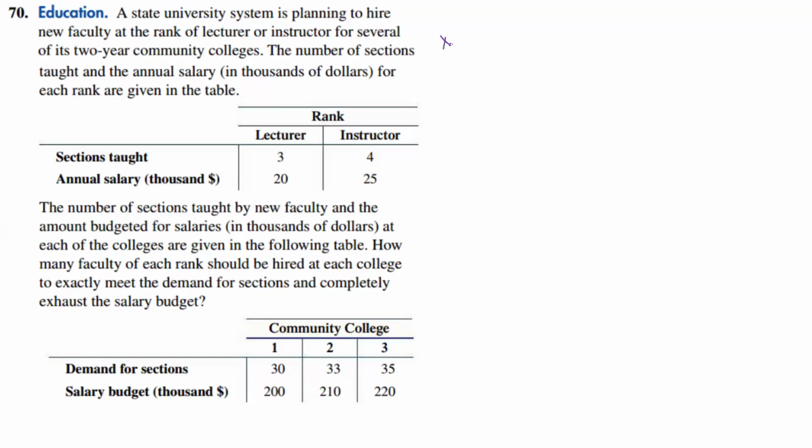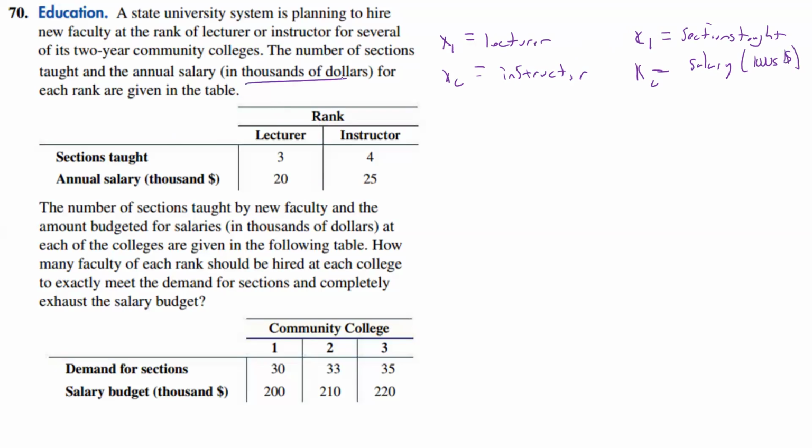So let's say x1 is going to be the lecturer. So x2 then is going to be the instructor. Now, what's left is basically the sections taught and the salary. So let's let K1 equal sections taught, and K2 is equal to the salary. And this is going to be in thousands of dollars. Okay, because again, we're just using the same thing they have here.